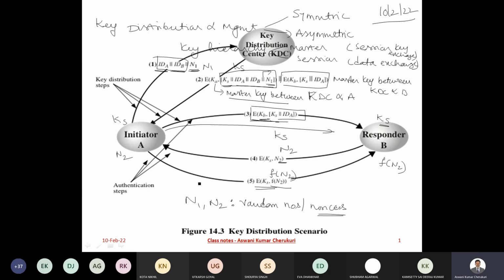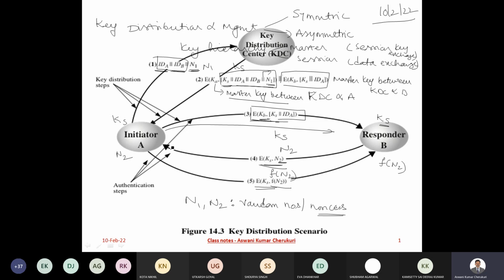Now what is the purpose of steps 4 and 5? The purpose of 4 and 5 is to assure each other, both A and B, that look, I got KS. If you notice, B has actually got KS by step 3. Now B is communicating with A by sending a cryptographic nonce or a random number, which is encrypted with the help of KS, and A is able to decrypt it. By decrypting this fourth step, A will understand that, oh, B got KS. So that means our KS is established.